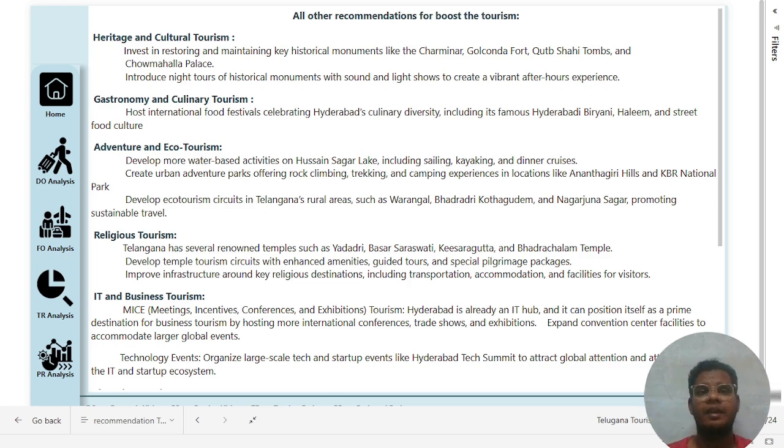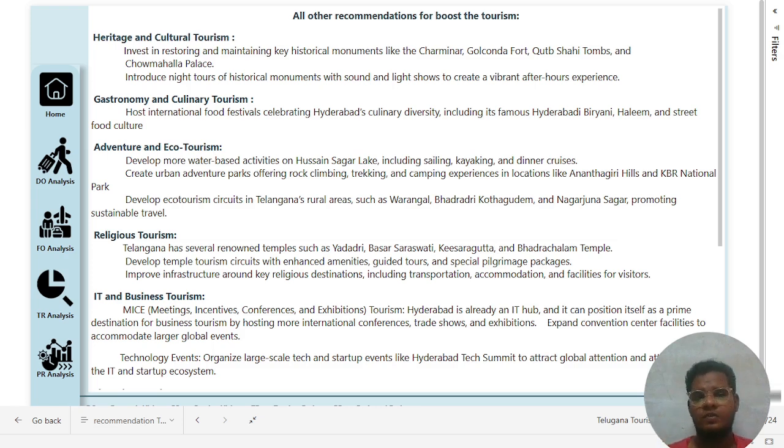Invest in restoring and maintaining historical monuments like Charminar, Golconda Fort, Qutb Shahi Tombs, and the Chowmahalla Palace. Introduce the histories of the historical monuments with sound and light shows to create a vibrant after-hours experience. Whenever people get into that particular place, if we enhance that experience to the next stage, people get very excited. That creates curiosity to come here again. That triggers the tourism experience, and then tourist gastronomy and culinary tourism.